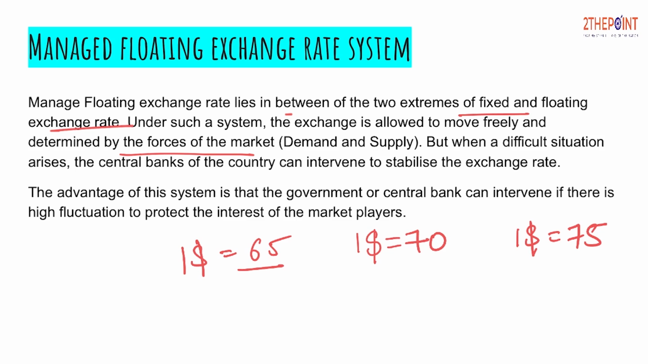So the threshold has been set. The lower limit is that the dollar should not fall below 65. On the higher side, it should not cross 75 rupees. So if the threshold is crossed, the central bank will intervene and will try to stabilize the exchange rate and bring it back to normal. The advantage of this system is that the government or the central bank can intervene if there is high fluctuation, to protect the interest of the market players. So these are the three systems through which the exchange rate is determined in the foreign currency market, which we have studied completely in detail.